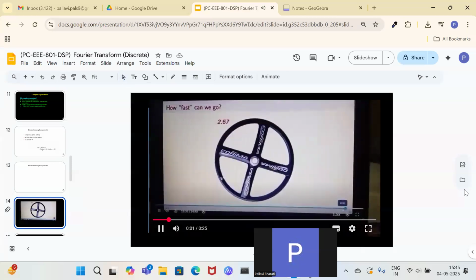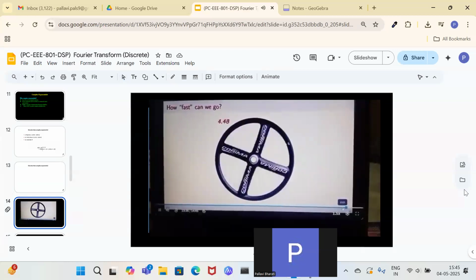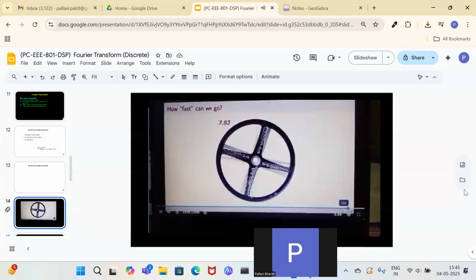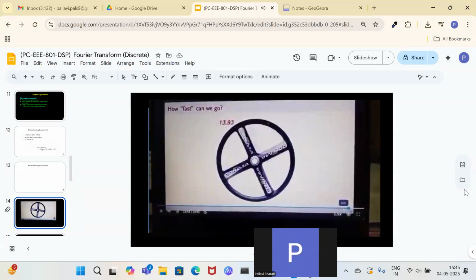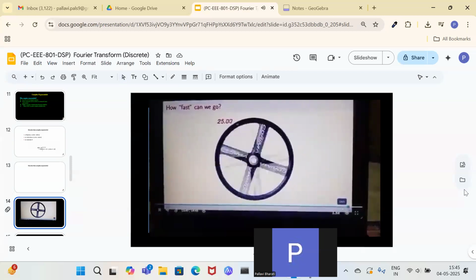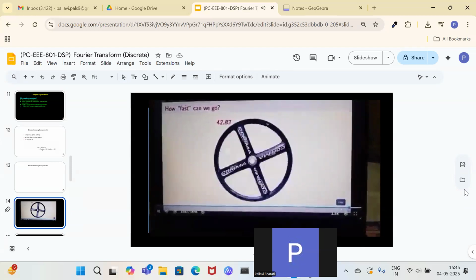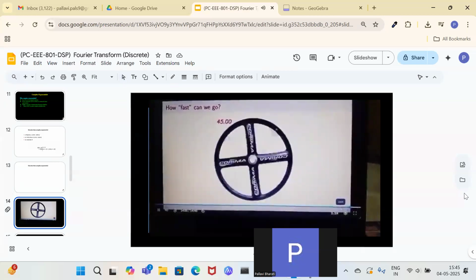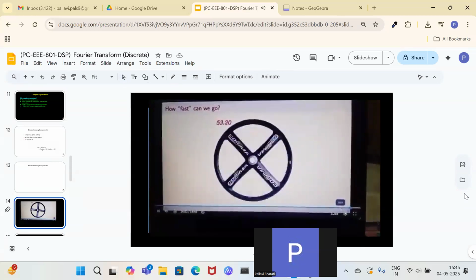Yeah, how fast we can go. So this wheel is turning. This is a 4-spoke speed. Now see, as the speed is increasing, the wheel turning is increasing. But at a certain point, you see now, it is starting to move in the opposite direction, right? At some point, it becomes stationary and then it again started to move in the opposite direction.